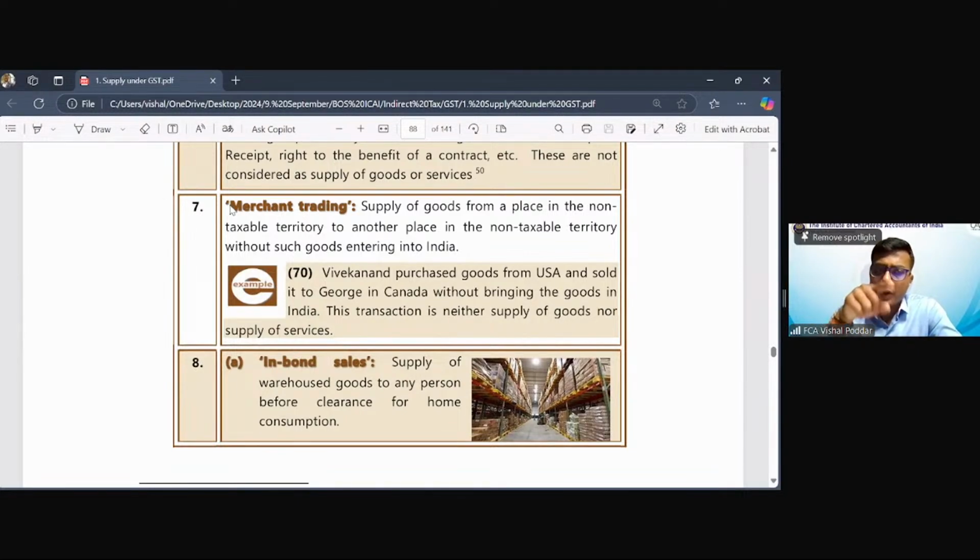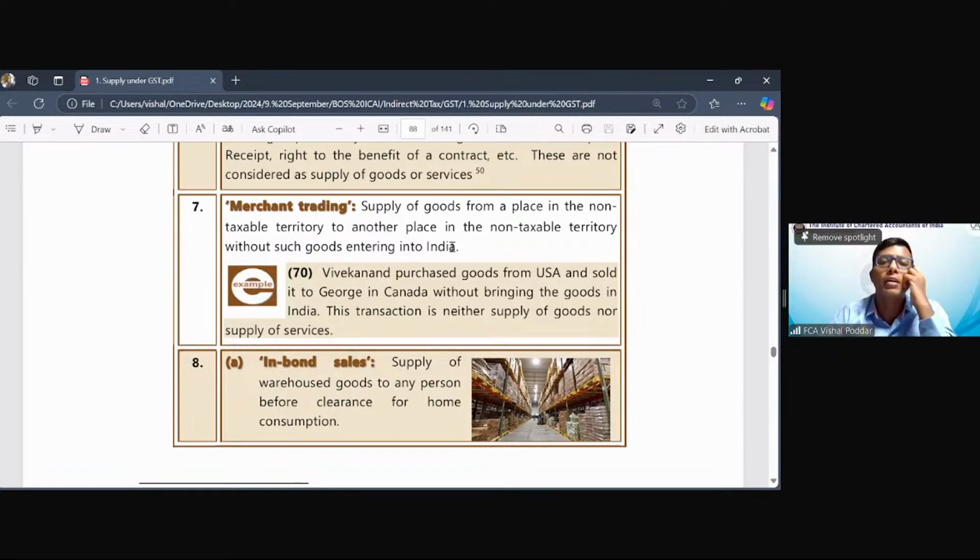Now, interestingly, this falls in para 7 when I am not bringing it into India, that is, I am not importing and then exporting. I am simply asking the person in Bangladesh to send it directly to the person who is sitting in Europe. So the goods are not coming to India. This is what is called merchant trading, and it has been put in no supply. That is, no GST is leviable. So what is it saying? Supply of goods from a place in a non-taxable territory. So I will read it as outside India. So supply is made in a place which is outside India, from Bangladesh to another place which is also outside India.